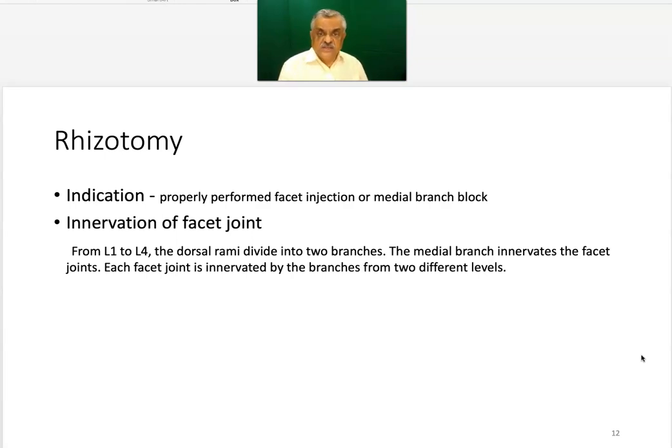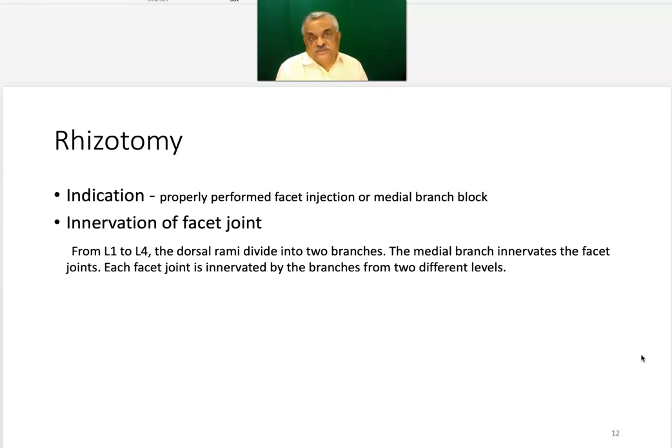The indication is a properly performed facet injection or a block. The innervation of the facet joint is from L1 to L4. The dorsal rami give 2 branches. The medial branch innervates the facet, and each facet is innervated by branches from 2 different levels, one from above, one from the same.